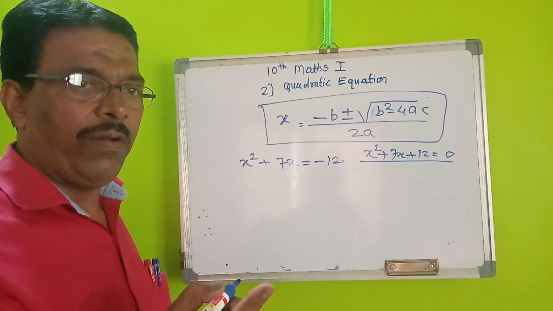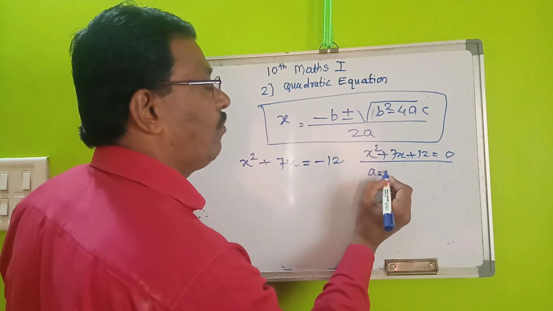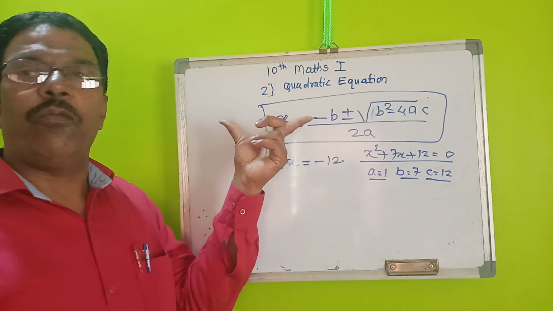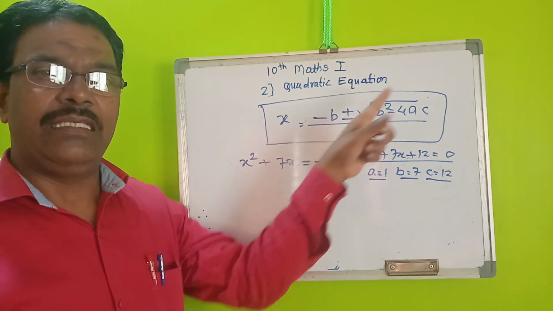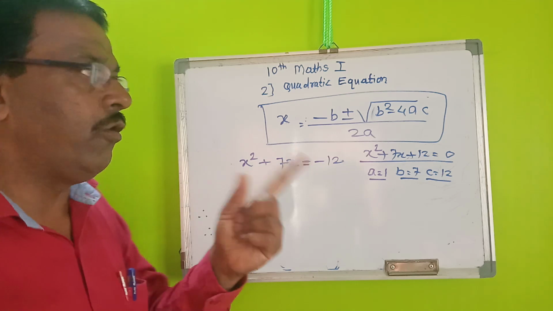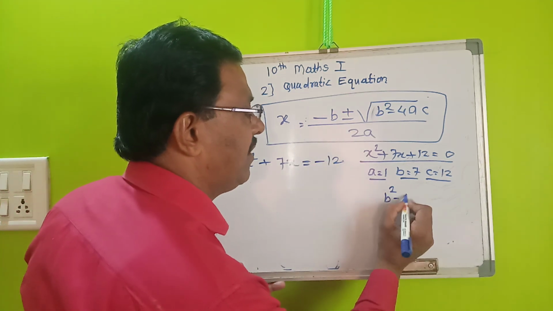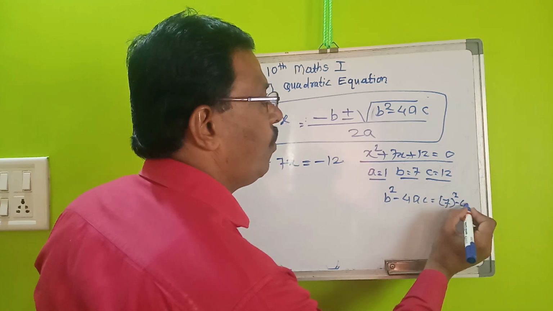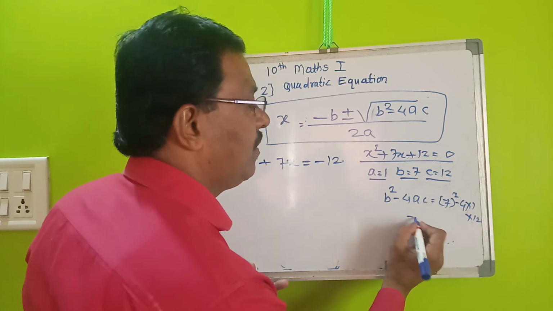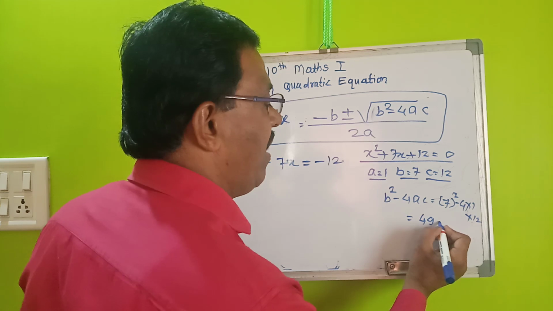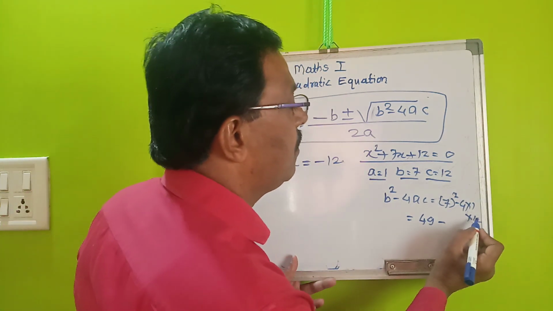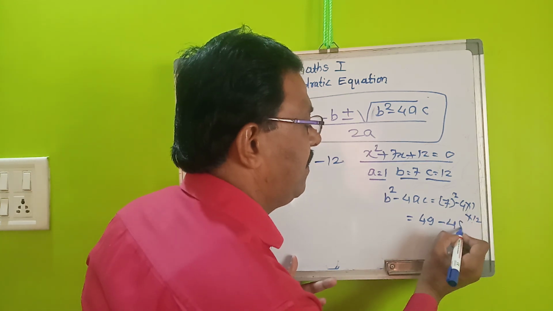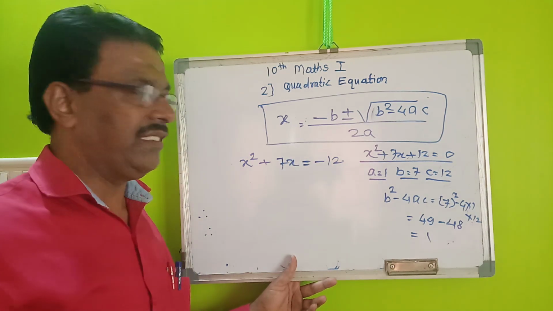What is the second step? Find the values of a, b, c. Here a is equal to 1, b is equal to 7 and c is equal to 12. We know the formula x is equal to minus b plus minus square root of b square minus 4ac upon 2a. So find the value of b square minus 4ac. b square minus 4ac is equal to 7 square minus 4 into 1 into 12. 7 sevens are 49 minus 4 into 12, 48. So the value of b square minus 4ac is 1.